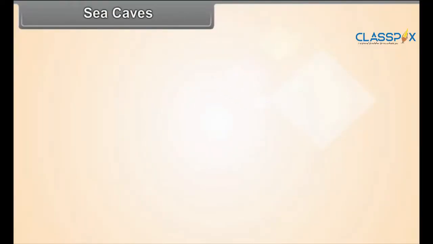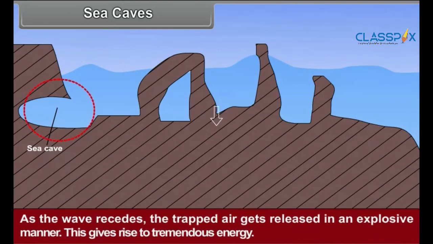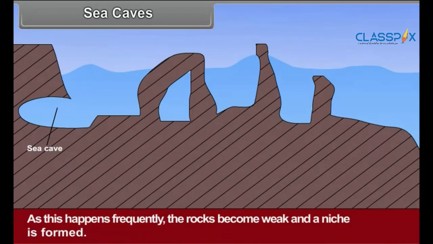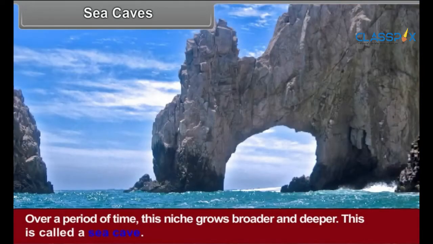Number 2. Sea caves. When sea waves attack the base of headlands, some air gets trapped in the cracks in the rock and exerts pressure on the rock. As the wave recedes, the trapped air gets released in an explosive manner. This gives rise to tremendous energy. As this happens frequently, the rocks become weak and a niche is formed. Over a period of time, this niche grows broader and deeper. This is called a sea cave.